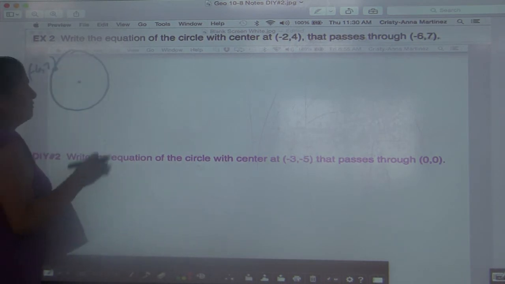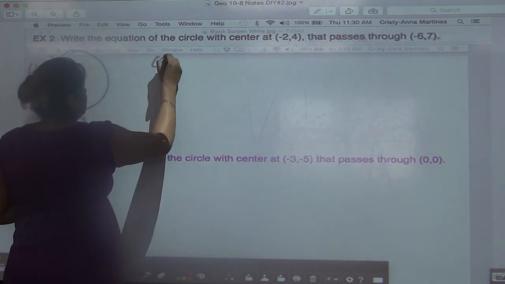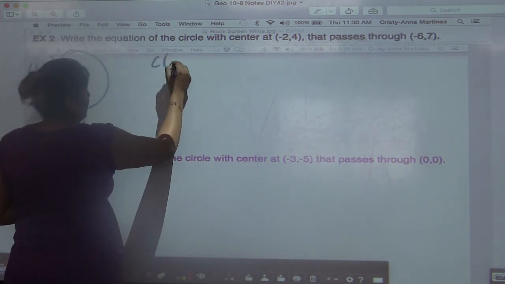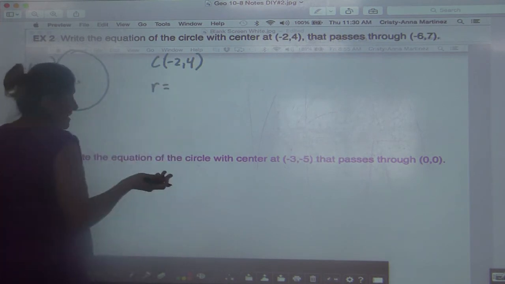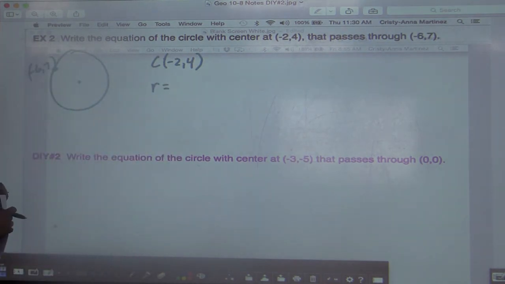So we already have part of the information that we need to do our problem, which is the center is negative 2, 4. The other piece of information we have to have is the radius. And we don't have the radius because they didn't tell us what it was, at least not explicitly. So what we do know is that the radius has to go from the center to any point on the circle. And since it passes through negative 6, 7, that means that if I calculate the distance between here and here, that's equivalent to the radius. And so to do that, we're going to use the distance formula.